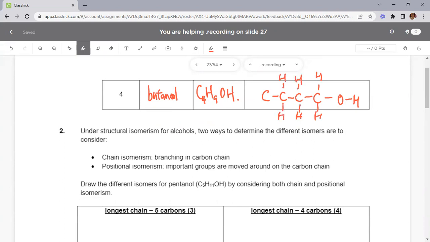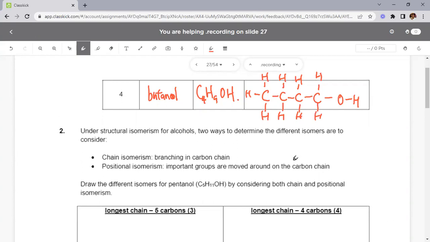Okay, all my hydrogens to fill up. Okay, so this is my butanol. Now, of course, just like alkenes, alcohols can also have what we call isomerism, where you have the same molecular formula, but a little different structure. Okay, they have the same molecular formula, but different structure.